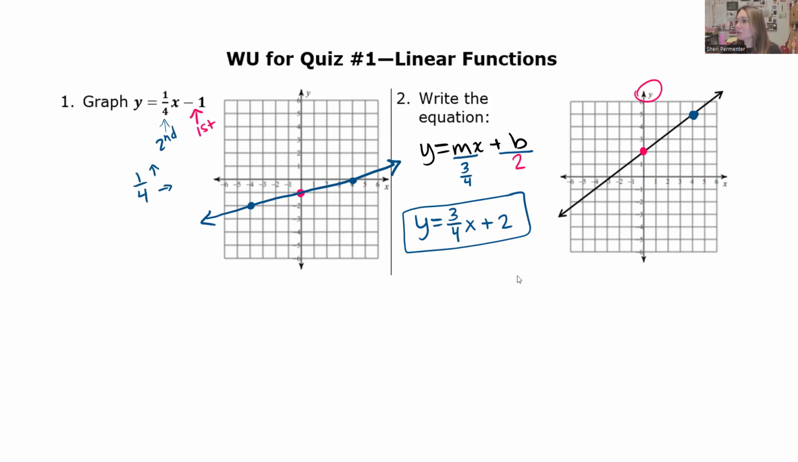And keep in mind, your quiz is multiple choice. So if I were you, I would go through, and if you're very certain that the 2 is the y-intercept, mark off the ones that don't have 2 as y-intercept, and you just eliminated some of your answer choices.